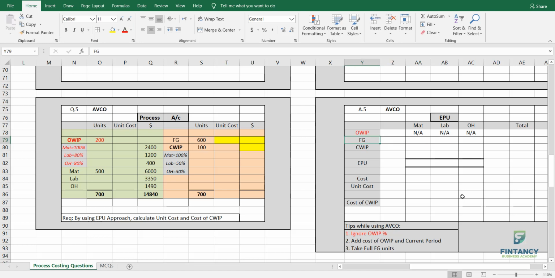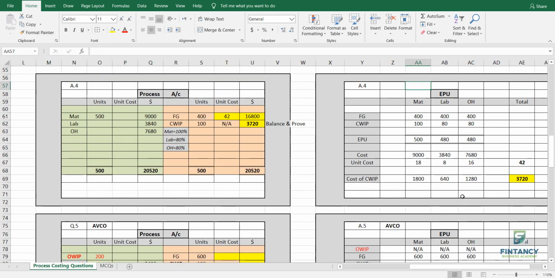Now the next item is finished goods. So my friends, finished goods. See the number 3 point for this. What is the number 3 point? Take full finished good units. How many are finished good units? 600. So just write it in totality, like we wrote above. Remember, in the above working, we also took full finished good units.